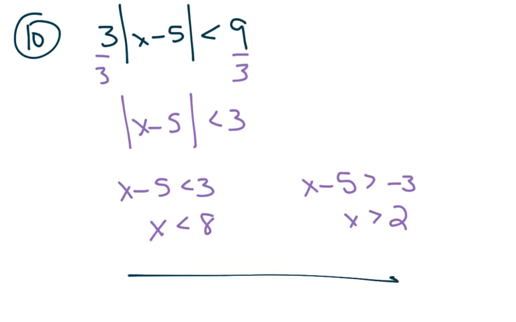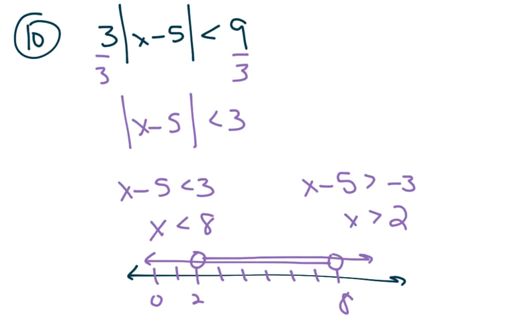If I draw myself a quick sketch on the number line, I'm going to be able to figure out really quickly if it's "and" or "or." So if I call this 0, and this is 2, 3, 4, 5, 6, 7, 8, I should have an open circle on 8 with an arrow pointing to the left. And I should have an open circle on 2 with an arrow pointing to the right. They overlap. It's "and."